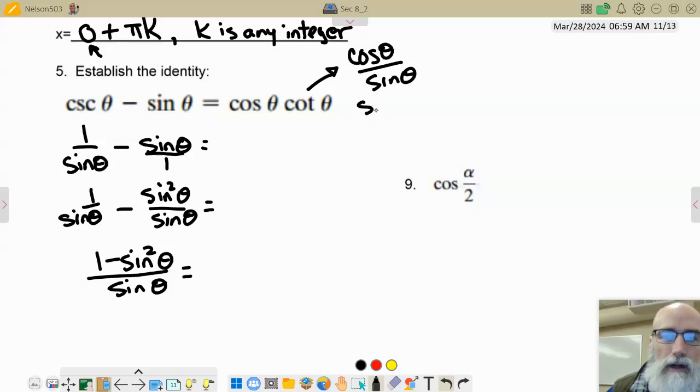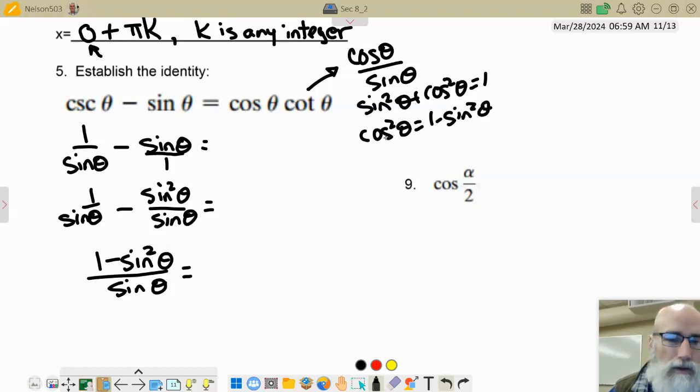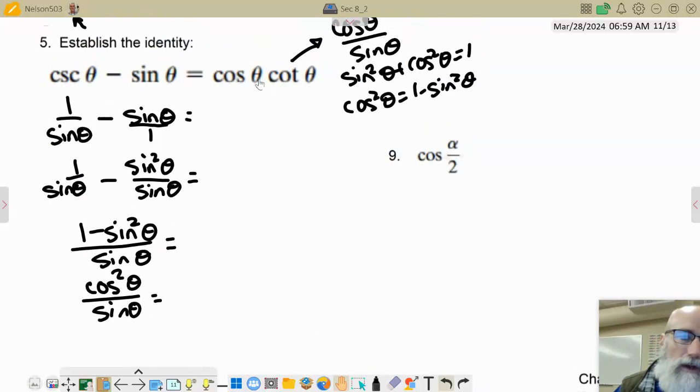How could I make the numerator cosine squared? Well, we know that sine squared theta plus cosine squared theta equals 1. So if we move a sine squared theta to the other side, cosine squared theta is equal to 1 minus sine squared theta. Okay, 1 minus sine squared theta is cosine squared theta. So right here, I can replace that with cosine squared theta. All right. And now on my left side, I have exactly what I wanted: 2 cosines in the numerator, and a sine in the denominator so that I could take this sine and divide it into one of the cosines. So I could put cosine theta over sine theta, and then we'd have it times cosine theta.